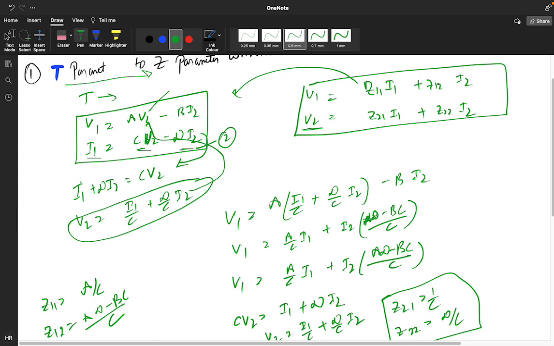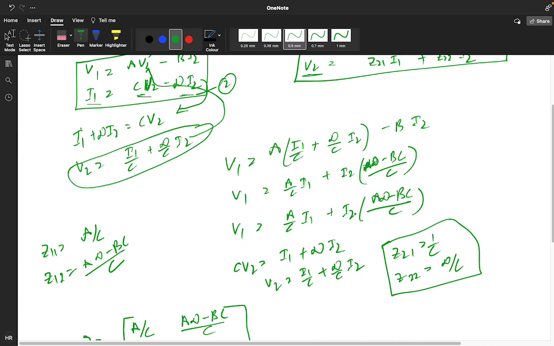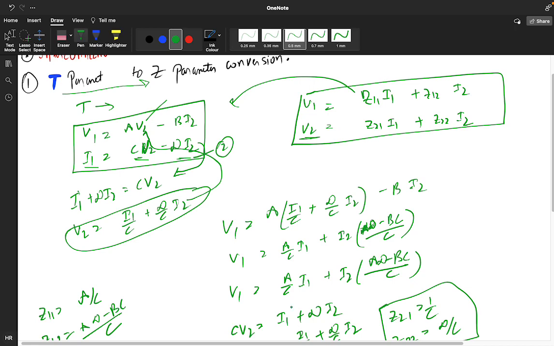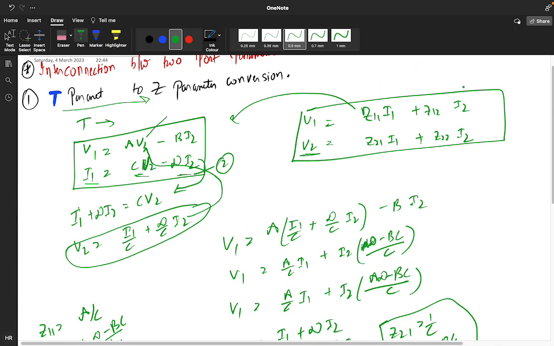So this equation is similar to your first equation of the Z parameter, right? So what is the value of Z11? Compare this and this. So Z11 is coming as A by C. Z12 is AD minus BC by C, right?